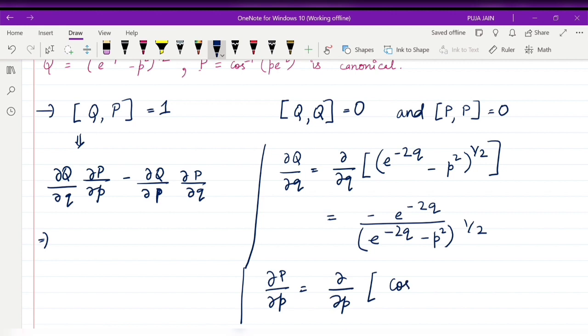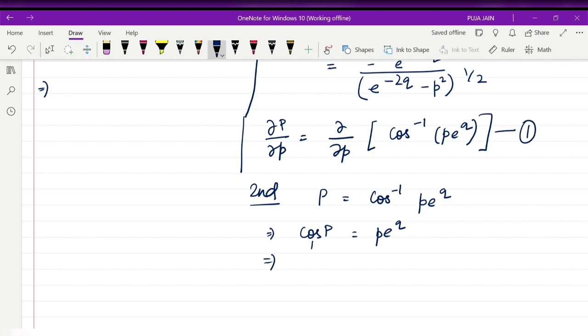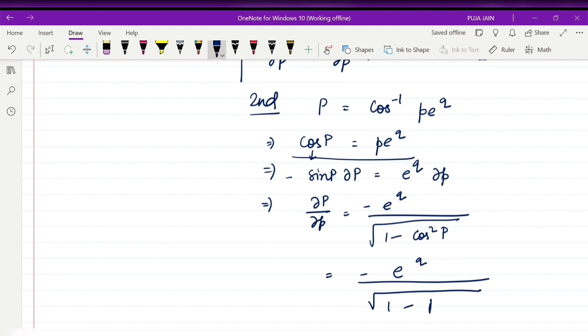Okay, next del P by del small p. The expression of P is cos inverse of p e to the q. See, this you can also solve in this way. This is one process; another process I am telling you. P is given as cos inverse of p e to the q, so this can be written as cos P equals p e to the q. Correct? Now, if you differentiate this, you will get minus sin P del P equals e to the q del p. So now del P by del p is e to the q over minus sin P. Now sin P can be written as square root of 1 minus cos square P. Correct? So the expression for cos P is this, so we are getting p square e to the power 2q.